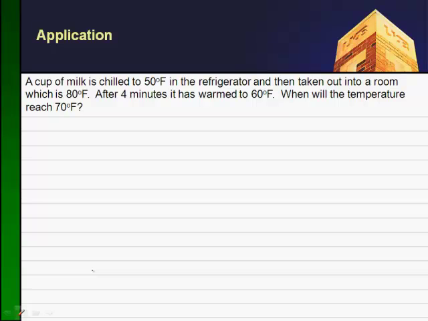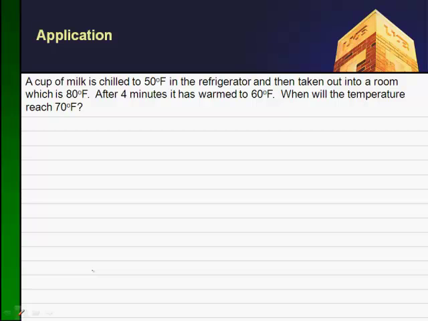So let's try an application problem. Here we have a cup of milk that is chilled to 50 degrees Fahrenheit in the refrigerator, and then it's taken out into a room which is 80 degrees Fahrenheit. After about 4 minutes, it's warmed to about 60 degrees Fahrenheit. And we want to know approximately when the temperature will reach 70 degrees Fahrenheit.